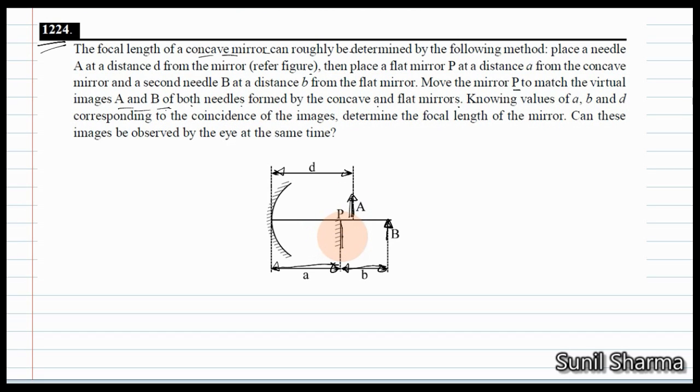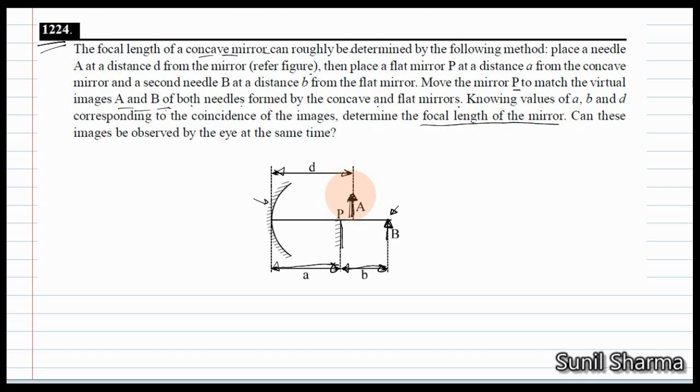So we need to move this mirror and the needles and adjust the distances so that the image of A by the concave mirror and the image of needle B by this plane mirror are formed at the same location. After that, knowing the values of A, B, D corresponding to the coincidence of images, determine the focal length of the mirror. Can these images be observed by eye at the same place? So first let us find out the focal length of the concave mirror.